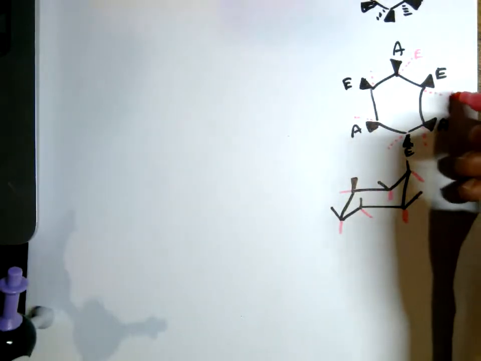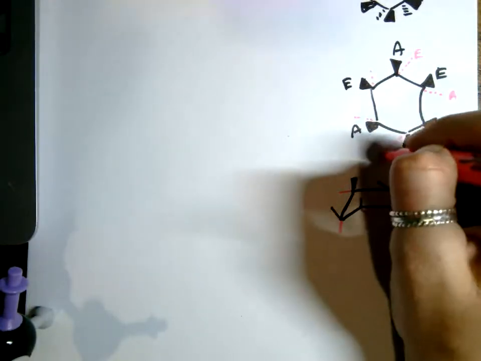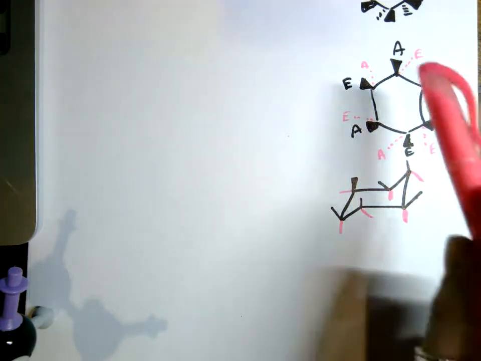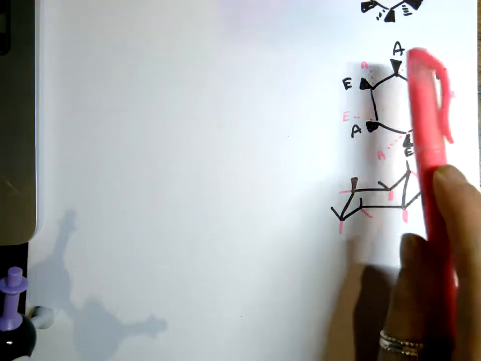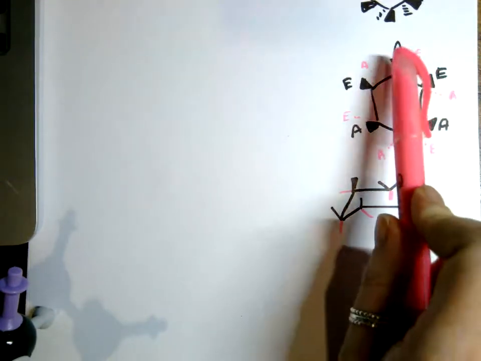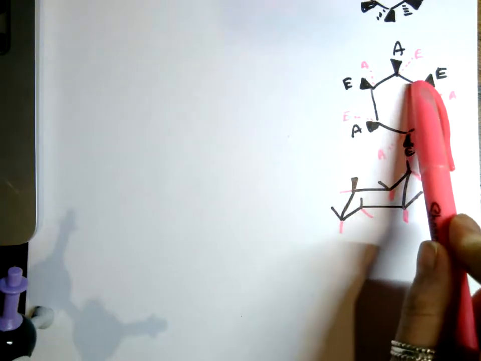Equatorial, axial. So you can see how cis and trans and equatorial axial are related, but they're not the same thing. If you have a 1,2 cis bond, one's going to be axial, one's going to be equatorial, or vice versa. They don't have to stay in this position, but you can see that.